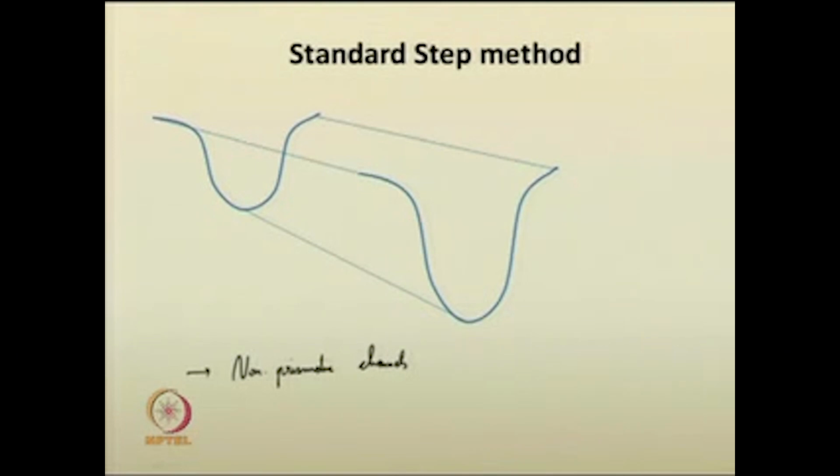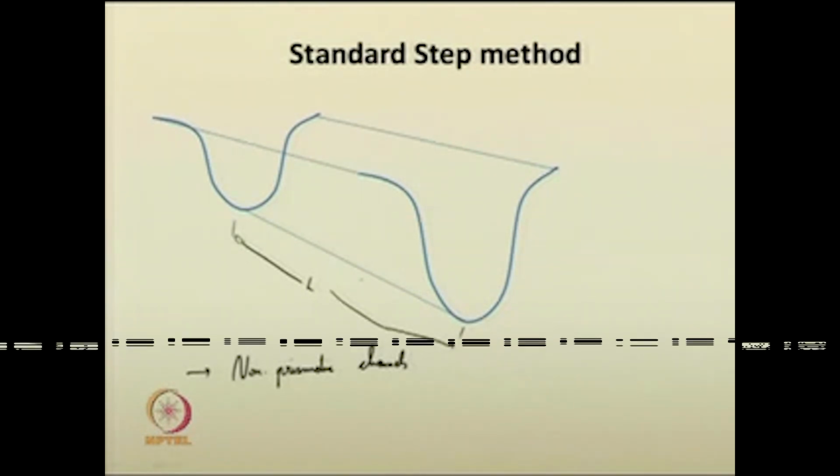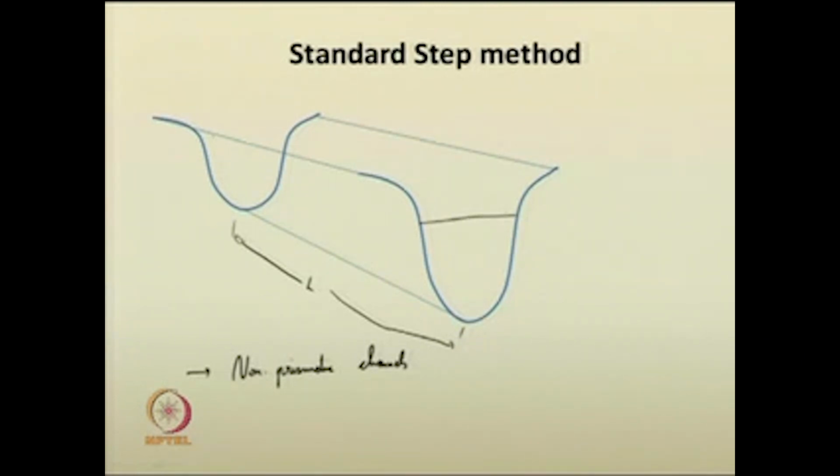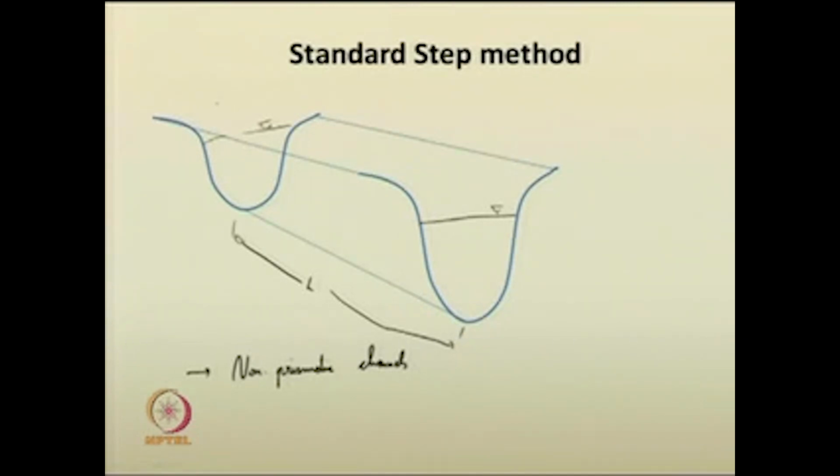If there are non-prismatic channels in a particular reach, say this is the reach of the channel you are interested in, or you can give it as del x also, it does not matter. If you want to evaluate the flow properties in this particular non-prismatic channel, you use the standard step method. So, how do you evaluate them? How do you incorporate them? Say this is channel section 1-1 and this is channel section 2-2.